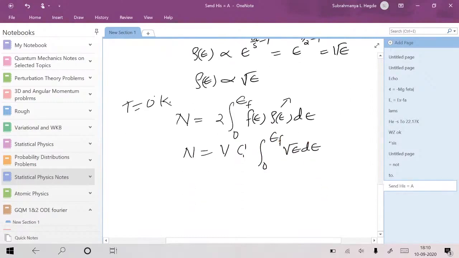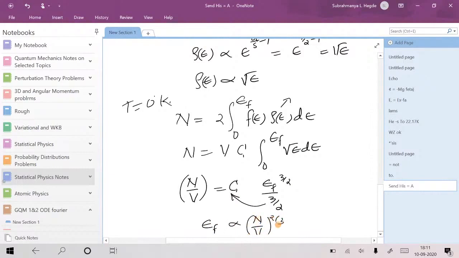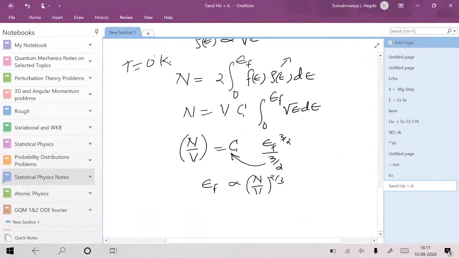So that is going to be N by V, a constant, times E_F to the power 3 by 2 divided by 3 by 2. Can I write like this? The integral of root E is E to the power 3 by 2 divided by 3 by 2. Ignore this 3 by 2 constant because he is expecting only proportionality. The question is a proportionality question: E_F is proportional to N by V raised to 2 by 3. If you remember this directly, in the case of 3 dimensions and non-relativistic energy, that's okay. But you should do it like this.